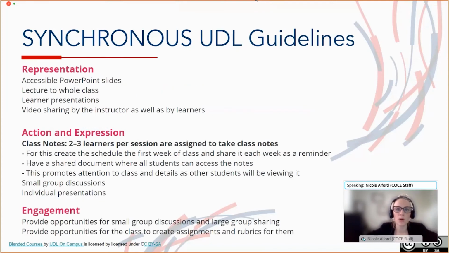So in terms of what techniques you can use to make sure that you have that representation, having accessible PowerPoint slides, running the Microsoft accessibility checker every time. It tells you what to change and how to change it. And if you do have any questions in your fully online class, please feel free to reach out to us. We're happy to help make those accessible for you.